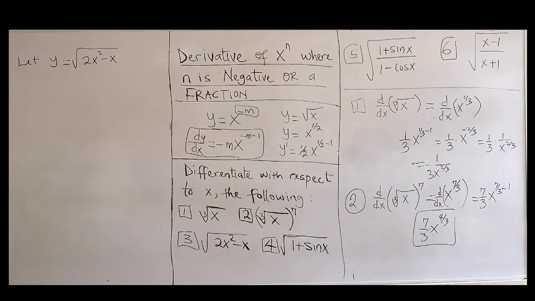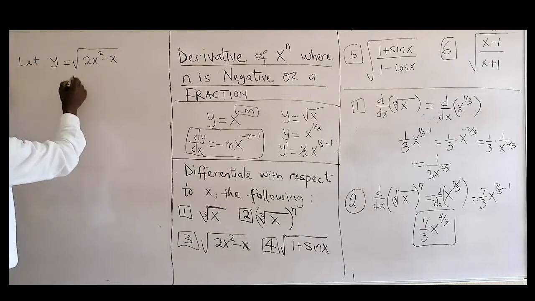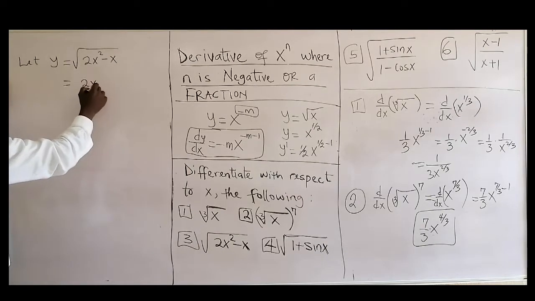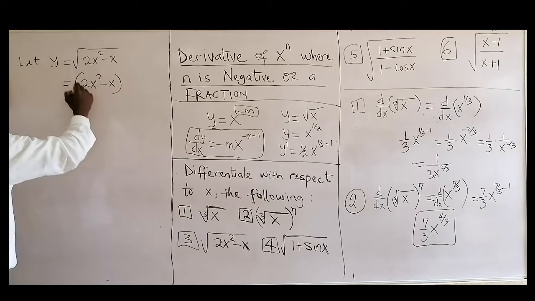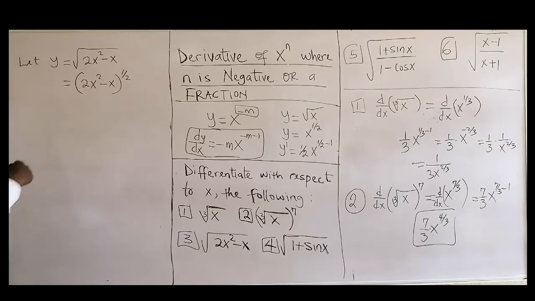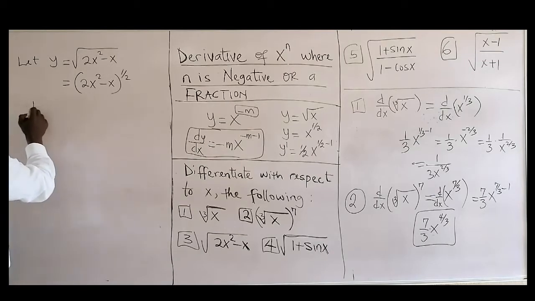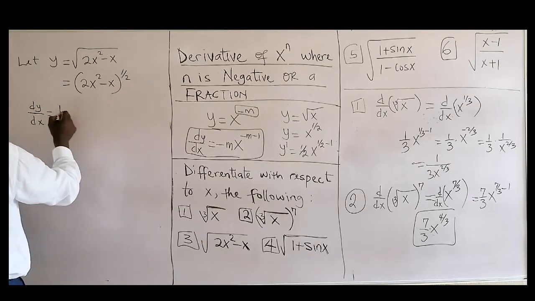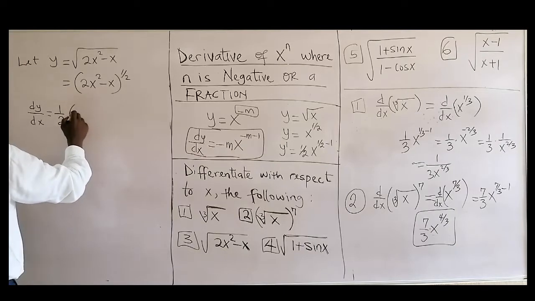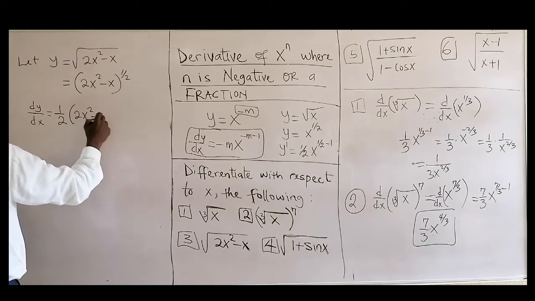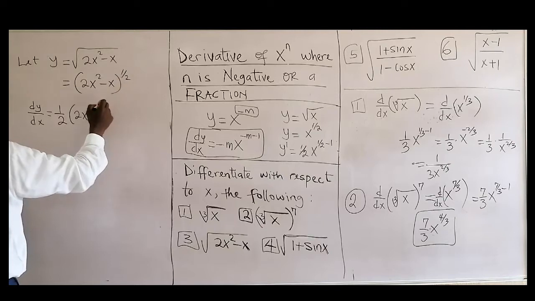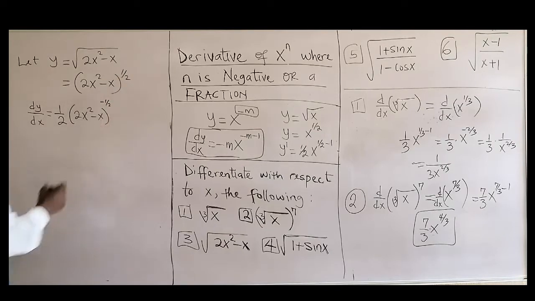Now you can see, you have to remove this radical, which will be equal to (2x squared minus x) to the power half. So you can see in this case your exponent is a fraction. For you now to find dy/dx, it's very simple. Your power will come to the front, and then power minus 1, that's minus half.